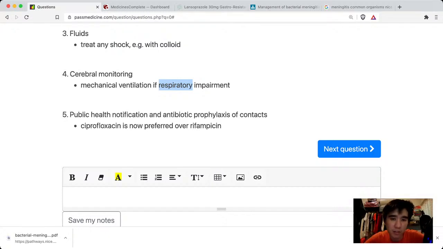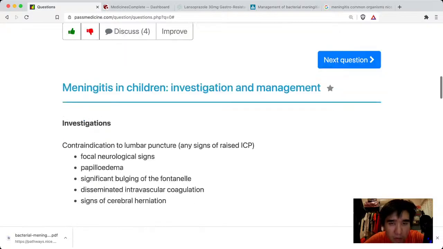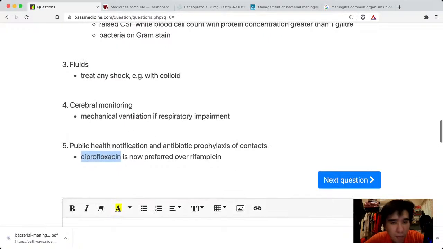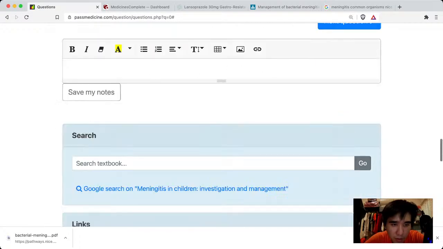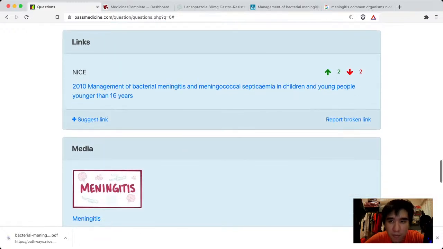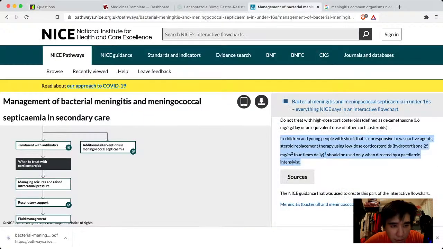Public health notification, and antibiotic prophylaxis of contacts. Ciprofloxacin is now preferred over rifampicin. Oh, that's something new. Before this, I knew it as rifampicin. No, it's Cipro. Ciprofloxacin. Is it ciprofloxacin now?